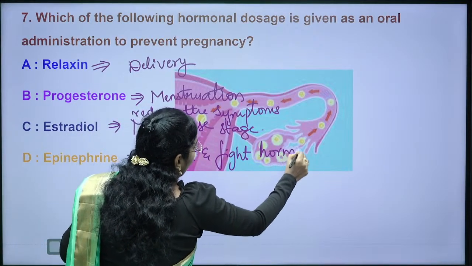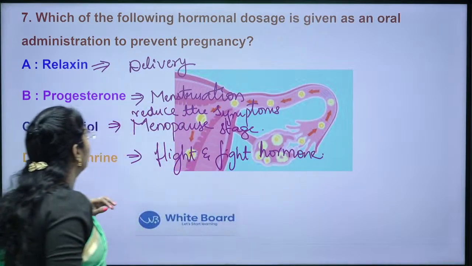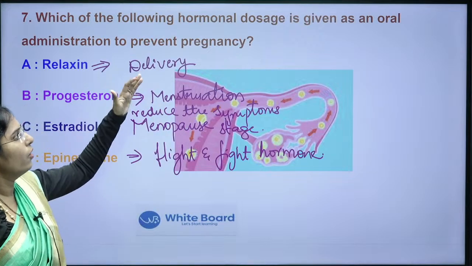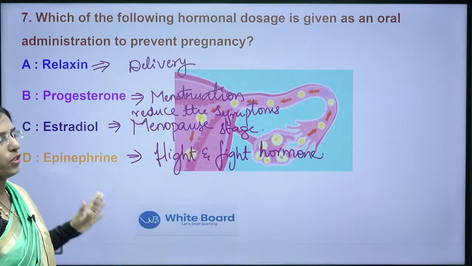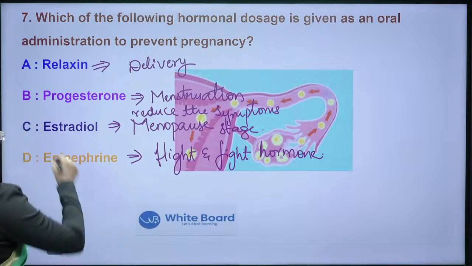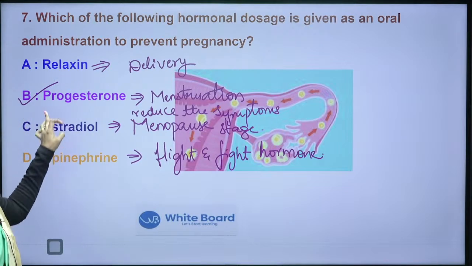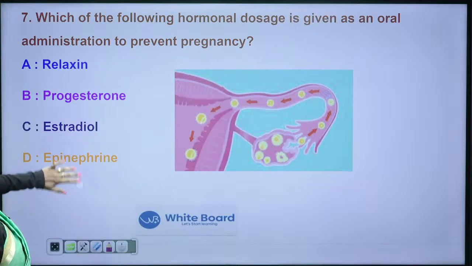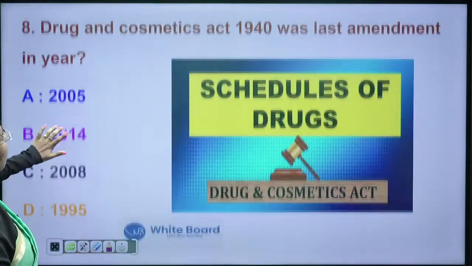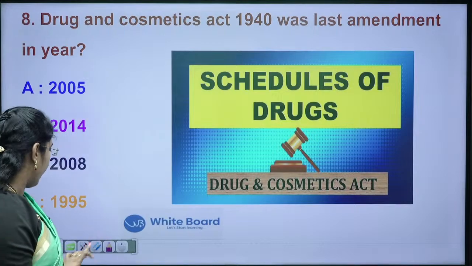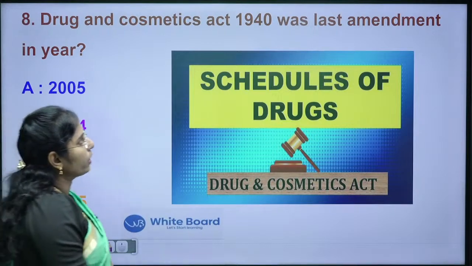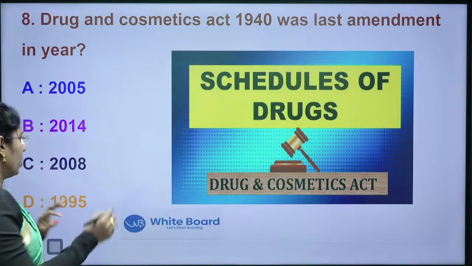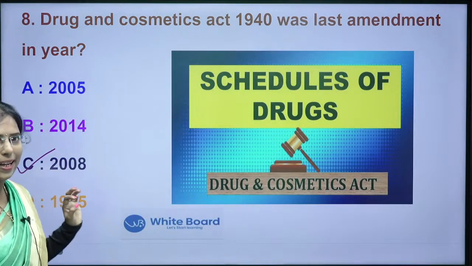So what will be the correct answer here? Progesterone, which brings about menstruation, so we can use it as an oral administration to prevent pregnancy. So the correct option is B, progesterone. Next question, question 8. The Drugs and Cosmetics Act 1940 was last amended in which year? It is also a direct question: in 2008.